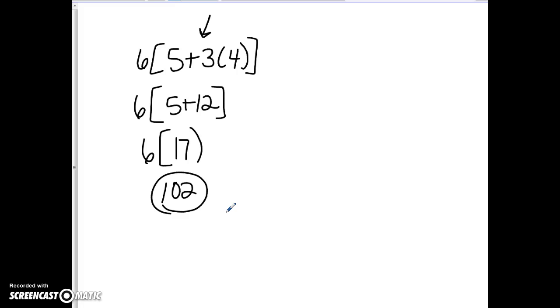Alright. Objective 4. Know the meanings of your equal sign, less than, greater than, less than or equal to, and greater than or equal to.